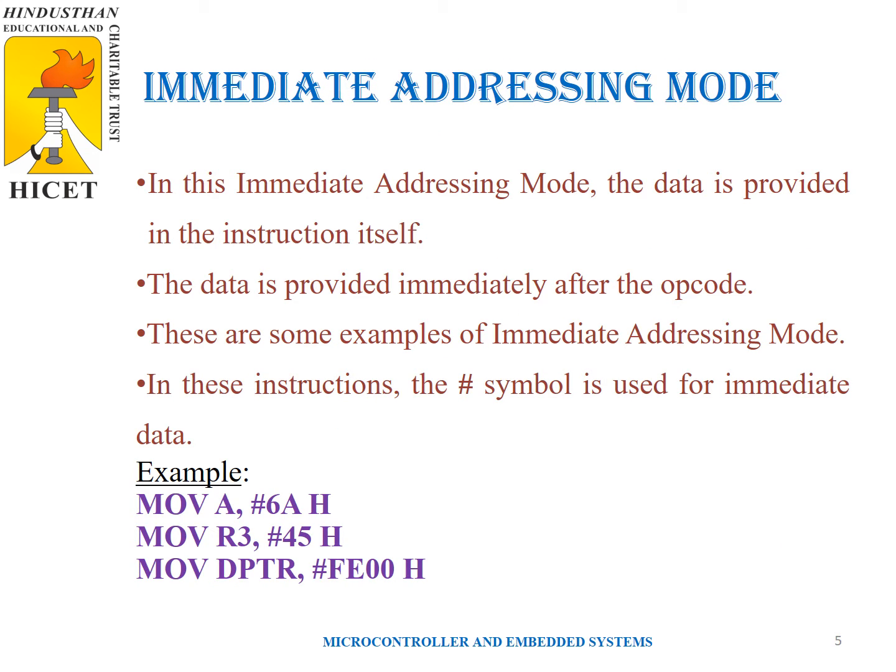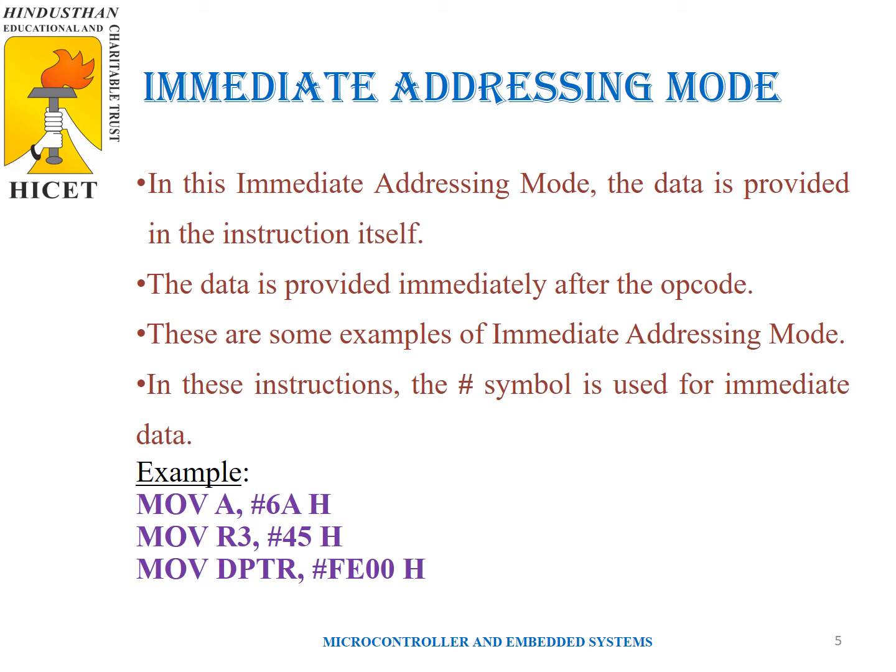First, we discuss immediate addressing mode. In this immediate addressing mode, the data is provided in the instruction itself, that is, immediately after the opcode. In this addressing mode, the hash symbol is used for immediate data. Let's see some examples. MOV A, #6AH. MOV R3, #45H.